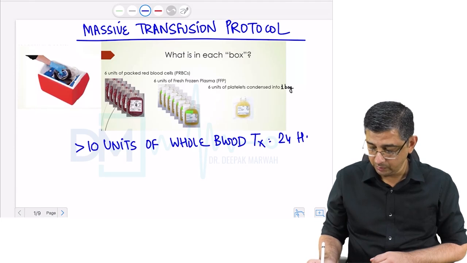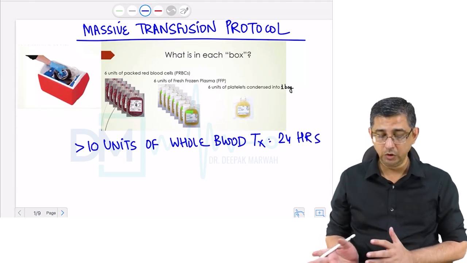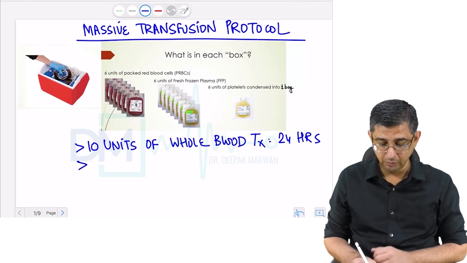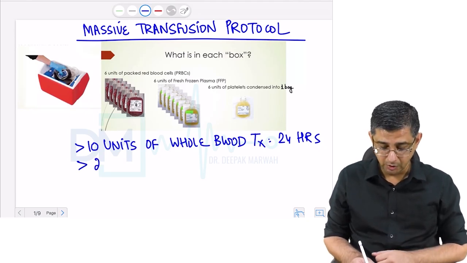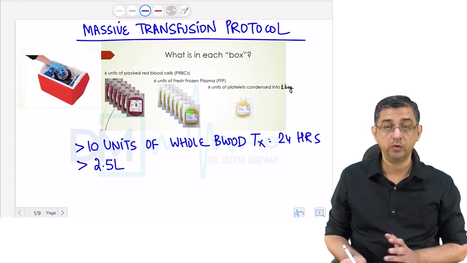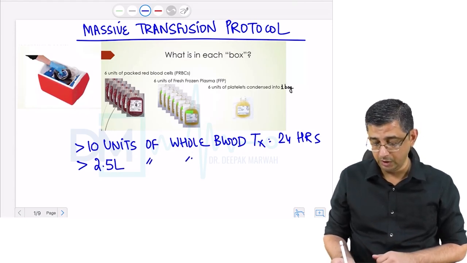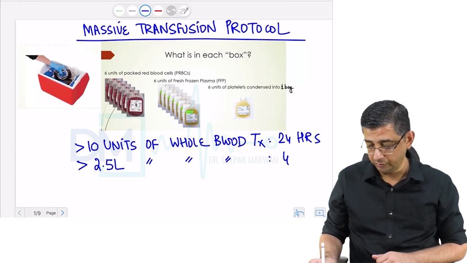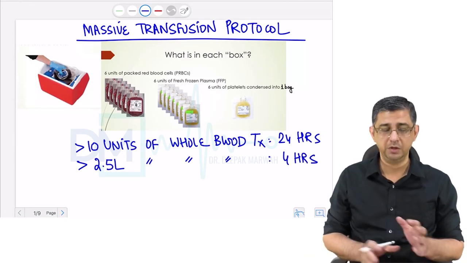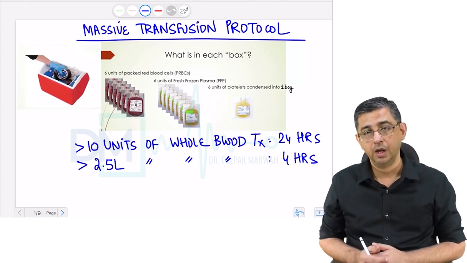You will notice that in some multiple choice questions, instead of asking in units of whole blood, they have rather asked about volume of blood that has been replenished. So an alternative definition is at least 5 units, that is 2.5 liters of whole blood, which has been given to the patient over a 4-hour period. So there are multiple definitions going on for MTP.